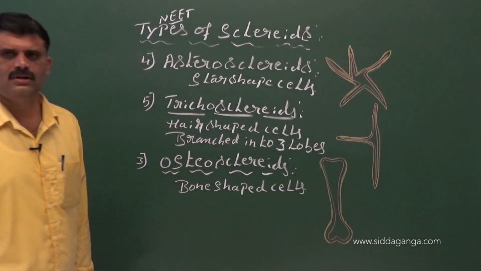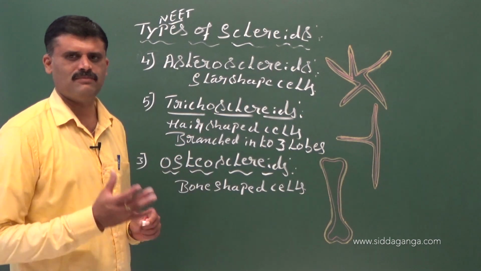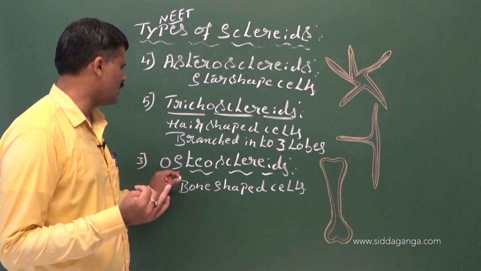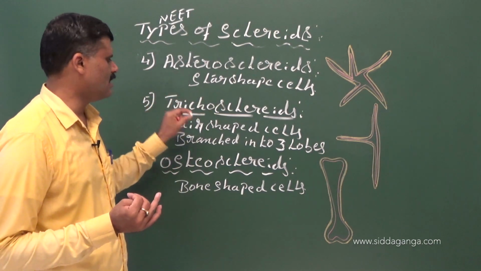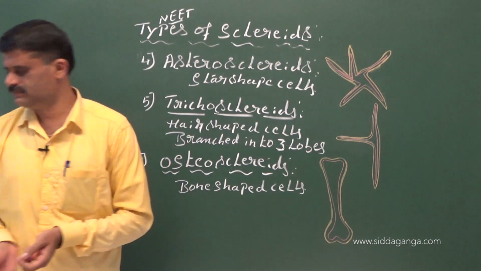So these are the different types of sclerites: Brachysclerites, Macrosclerites, Osteosclerids, Astrosclerids, and Trichosclerids. Take down this.